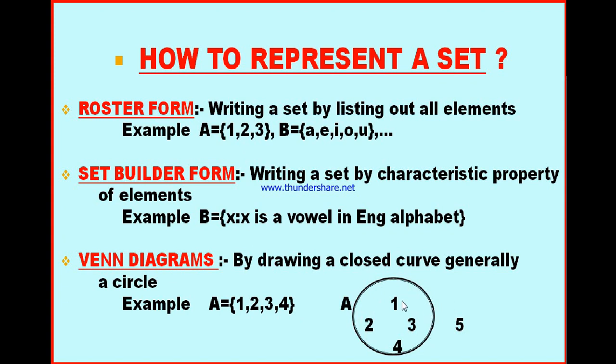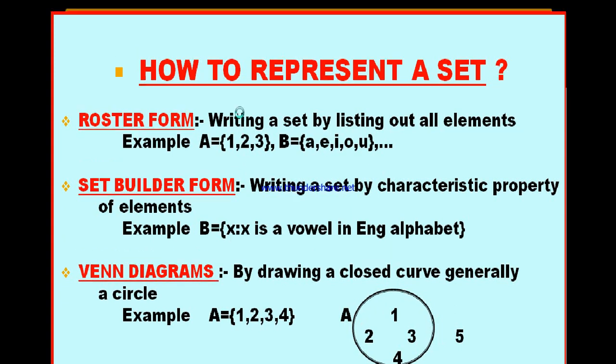And what are the elements that belong to the circle, that belong to the interior of the circle? 1, 2, 3 and 4. These four are the elements of the set A. But if you look at 5, 5 does not belong to the circle. It is away from the circle. Therefore 5 is not an element of A. These are the different ways in which you can represent a set.